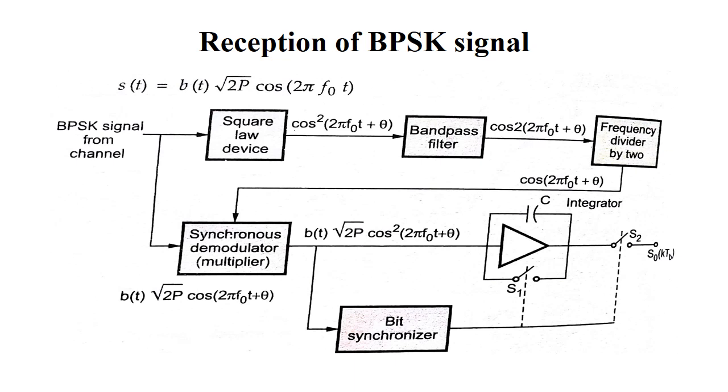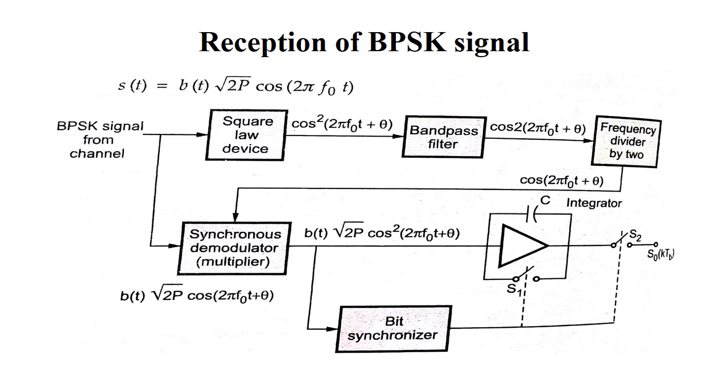The synchronous demodulator will multiply the input signal and the recovered carrier. So the output will be b(t) into root 2P cos squared (2 pi f0 t plus theta). After that, it will be transferred to the bit synchronizer and then to the integrator.